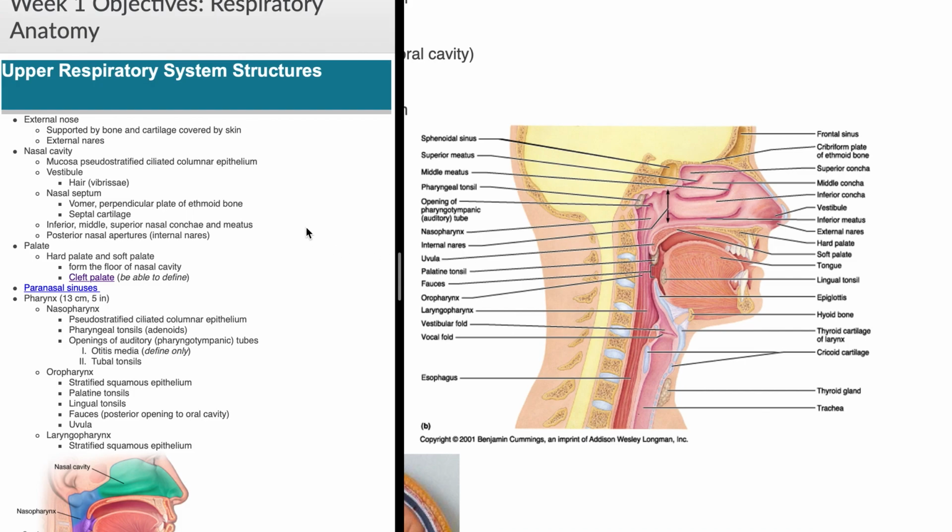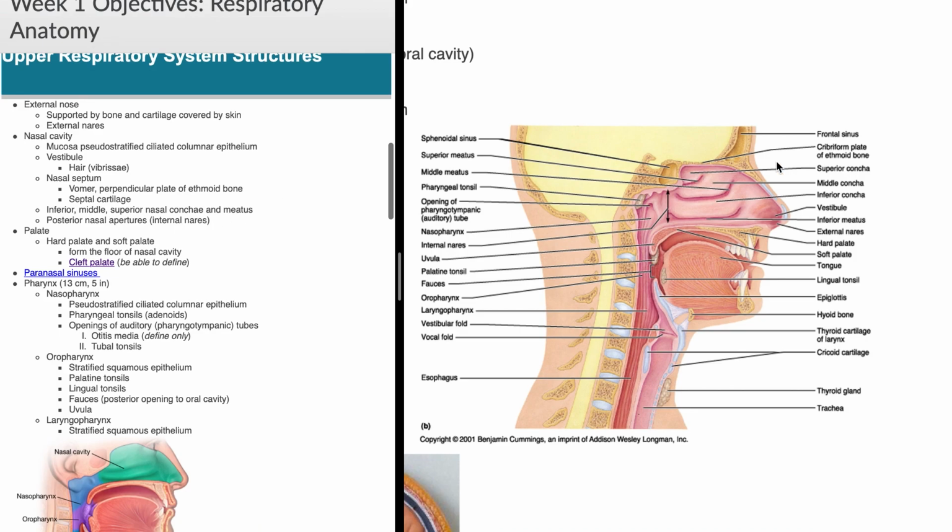And then the other bullet point here: supported by bone and cartilage, covered by skin. That's basically telling you that the nose's external structure, as most of you know, is made up of a lot of different tissues. There's a bony component, there's a cartilaginous component, and there's skin itself that makes up the structure. So that's what that bullet point is hoping you know: a combination of mostly bone and cartilage covered by skin makes up the external nose.